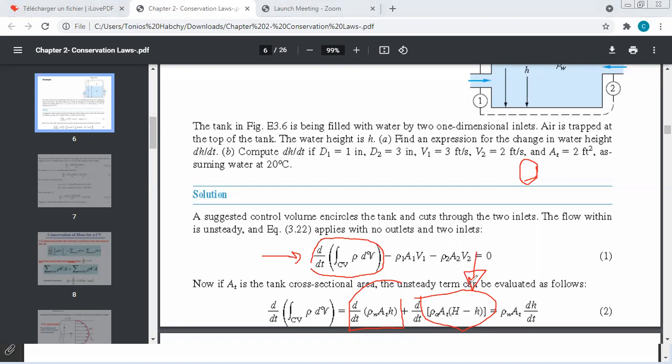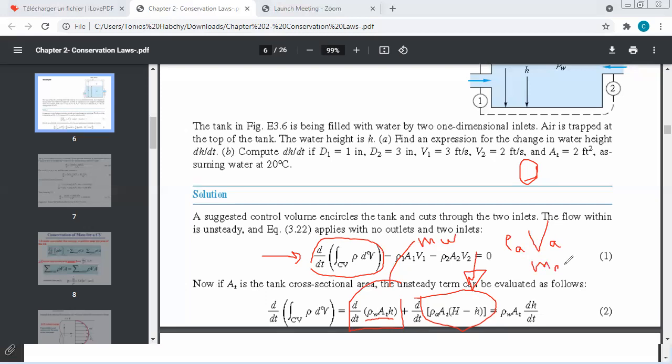Because let us do the analysis of each term. When we did rho w times the area of the tank times h, this represents the volume of water, and when we multiply the volume by rho, this is the mass of water in our tank. And the second term is rho of air times volume of air. So when we do rho of air times volume of air, we find the mass of air in the tank.